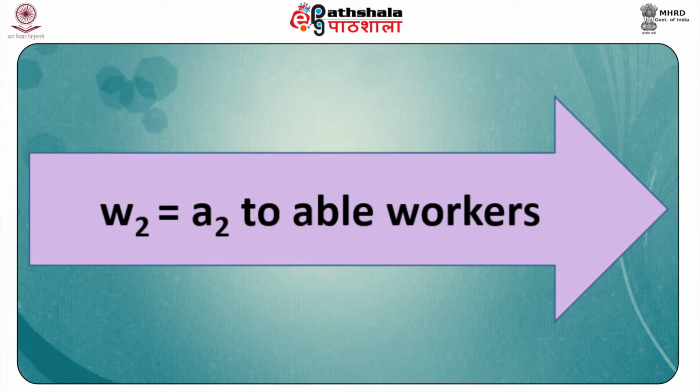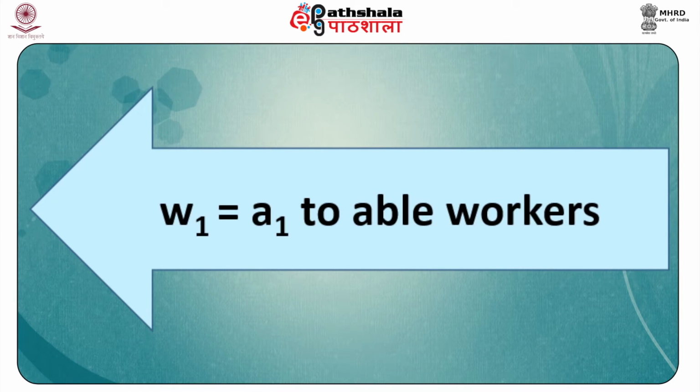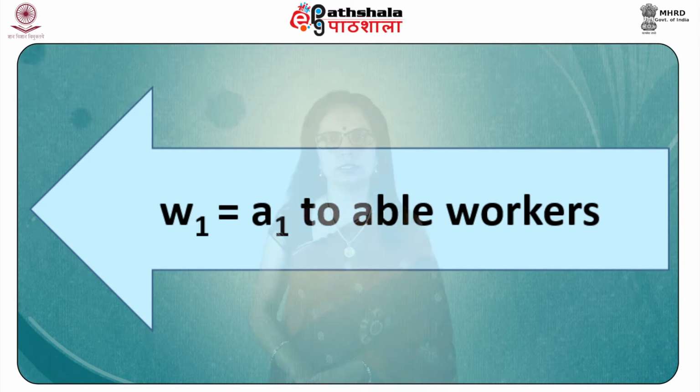If the worker quality is easily observable, then firms would just offer a wage of W2 equal to A2 to the able workers and of W1 equal to A1 to the unable workers. That is, each worker would be paid according to their marginal product and there would be an efficient equilibrium.